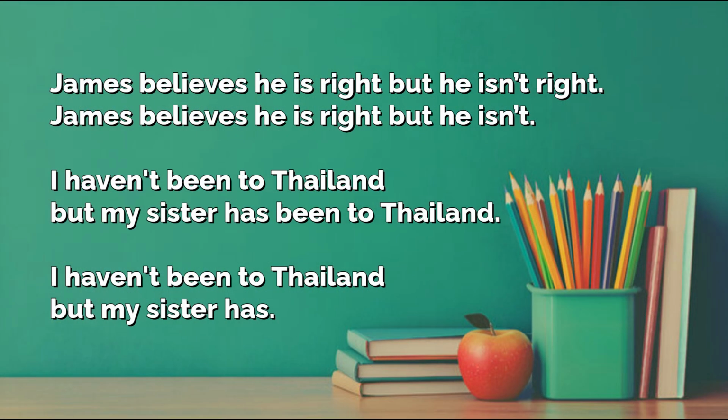We can also leave out repeated verb phrases. For example, in the sentence, "James believes he is right but he isn't right," we can cut the repeated right to get "James believes he is right but he isn't." Similarly, "I haven't been to Thailand but my sister's been to Thailand" becomes much neater as "I haven't been to Thailand but my sister has."